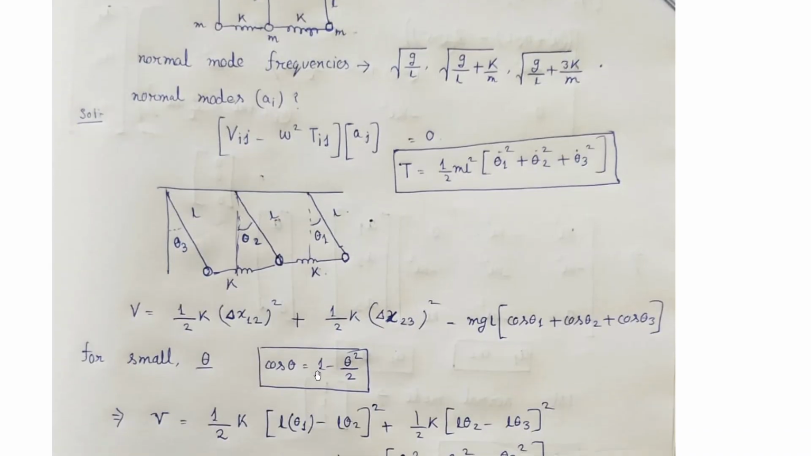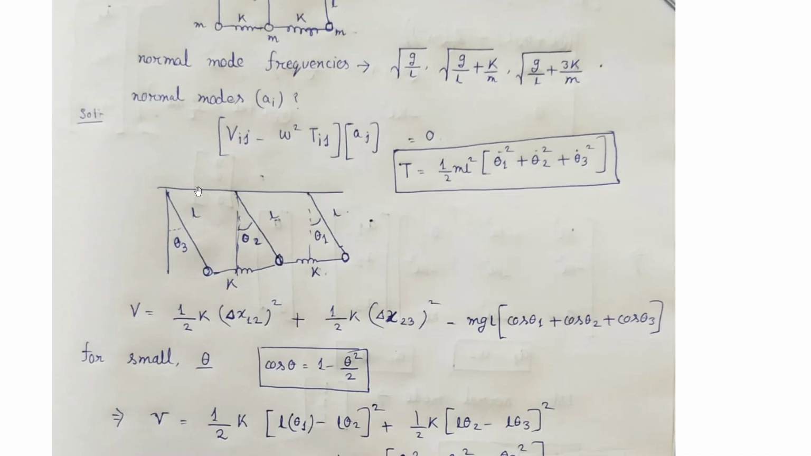The potential energy is a little bit complicated. So what are the potential energies? The first spring has some kind of contraction or extension, so there is half k delta x12 squared. This is the first mass, mass 1, and this is mass 2, and these two go through angular displacements theta 1 and theta 2. So this is the extension delta x12 squared. And for the second spring it is similar, k by 2 delta x23 squared, minus m g l cos theta 1, cos theta 2, cos theta 3. This is the potential energy due to gravitational acceleration.